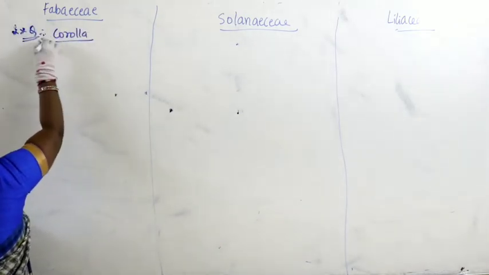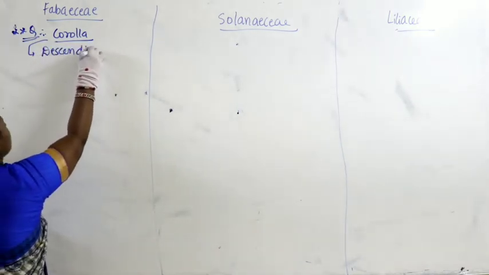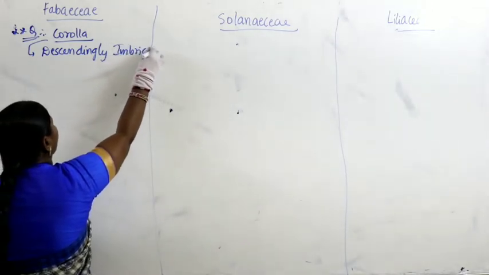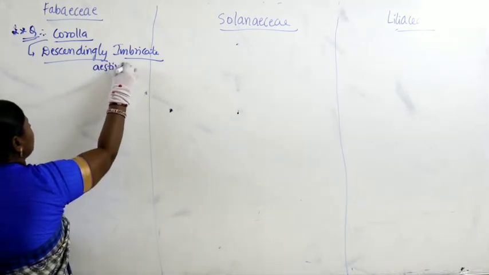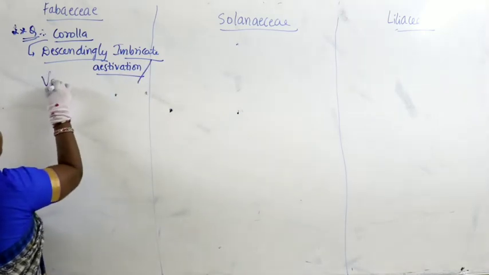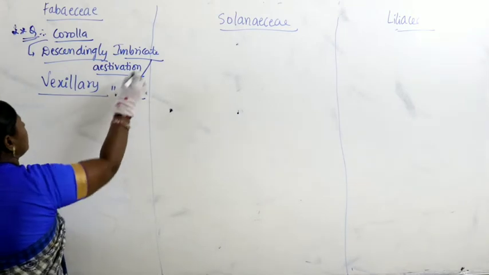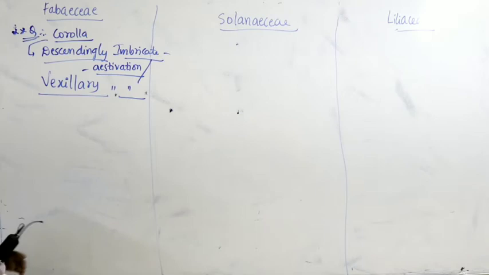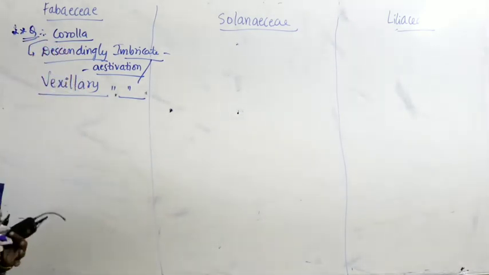So what is that we have to remember? Descendingly imbricate aestivation, because this is very important. You have to remember, very important. Descendingly imbricate aestivation, or itself is also called as what? Vexillary aestivation. So when you take the corolla here, what is the aestivation it shows?